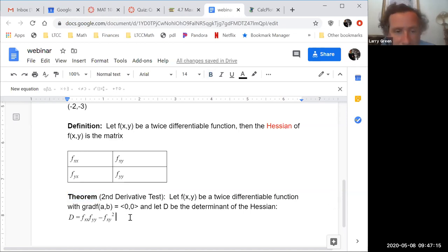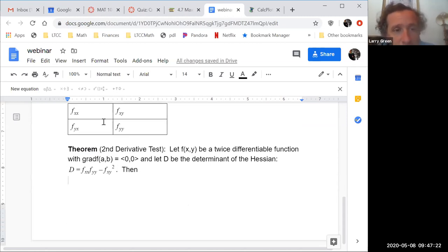Okay, then I'm going to write the theorem out as a table. Not a matrix, by the way. This actually will be a table.